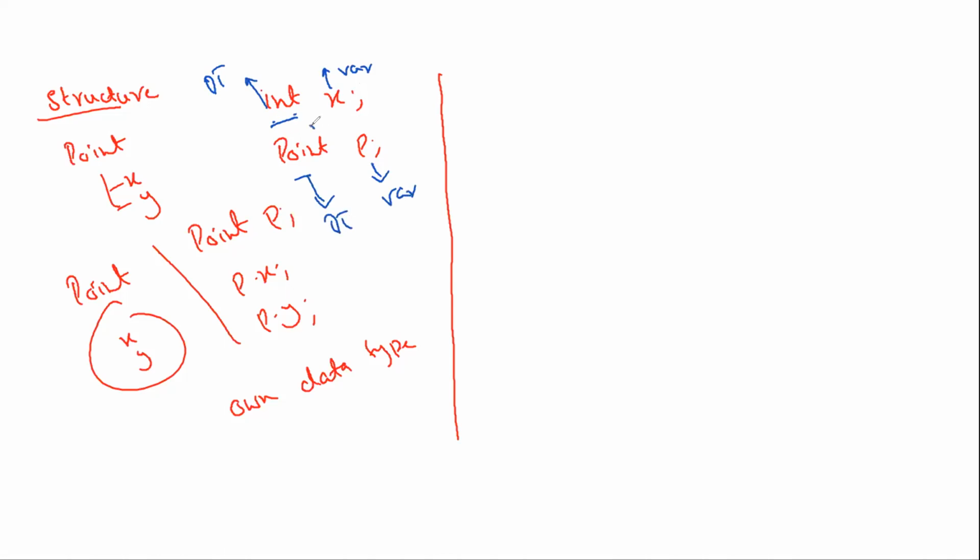So it means you have created your own data type and you can mix. For example, instead of a point, if you have a student structure, you can have an integer, you can have a float, you can have a string which is the name of the student. So you can mix all the data types together, put them together in one package or one capsule, right? And that is a structure. So this is very similar to what I'm telling you right now.